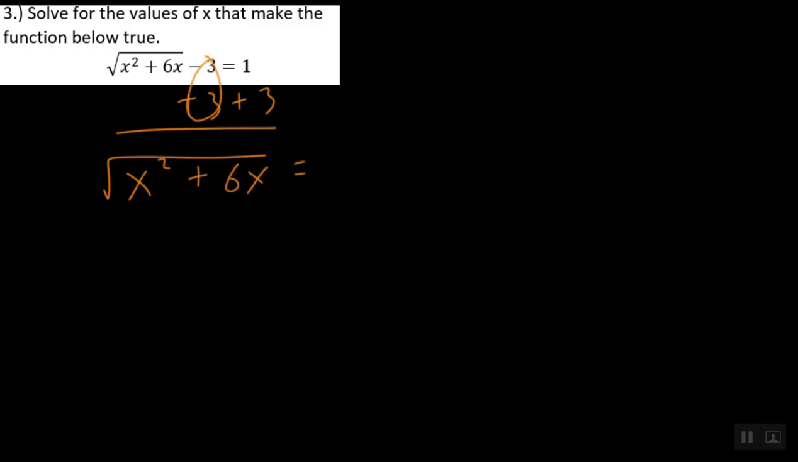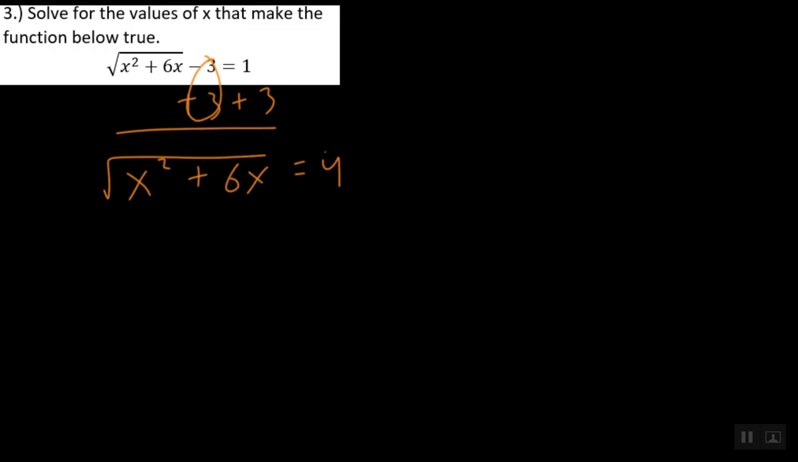Okay, number 3 says solve for the values of x that make the function below true. So notice what's different about this is that inside the square root symbol, we have an x squared. So later on, this could make it a little bit more difficult. Well, we still want to get the square root symbol by itself. So we start by getting rid of our subtraction. So plus 3, and now we have the square root of x squared plus 6x is equal to 1 plus 3, which is, of course, 4.